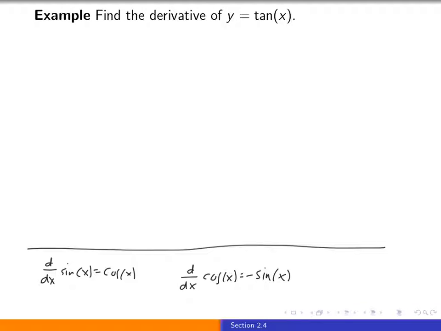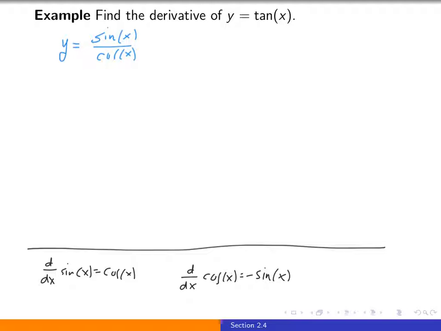In this video, we will continue differentiating trigonometric functions. So to begin, we will find the derivative of the function y equals tangent x. At first glance, it may appear that this is a difficult problem, but the observation to make is that tangent can be written in terms of sine and cosine, and sine and cosine are functions that we can individually differentiate. Recall the derivative of sine is cosine, and the derivative of cosine is minus sine.